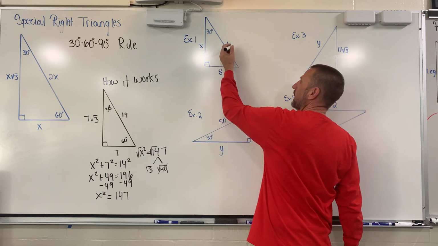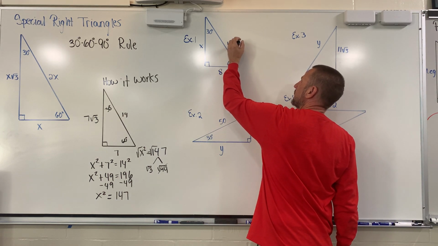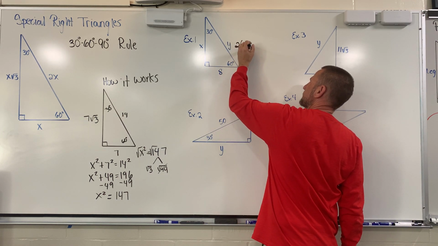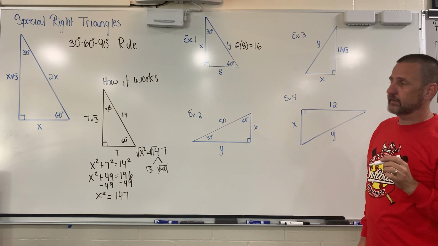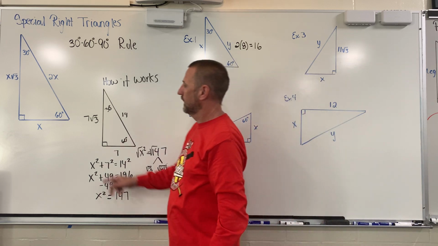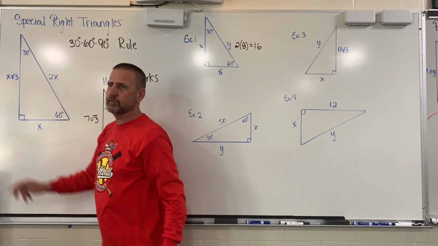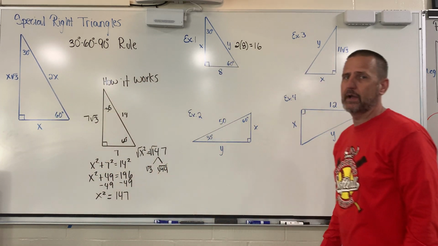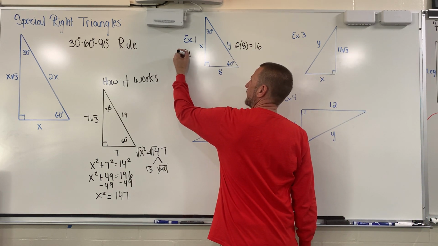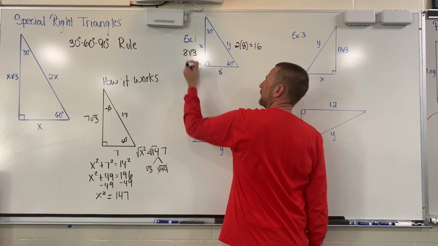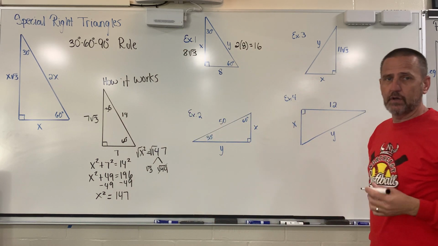So that means that my y value has to be 2 times 8, which is 16. As for the long leg, again, if I go back to that formula, it says right on here that if you take the short leg and you multiply it by radical 3, you would get the long leg. So 8 times the radical 3. And that's actually all the values.